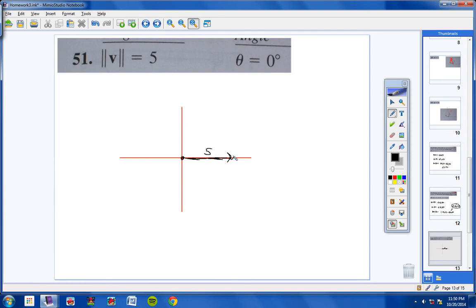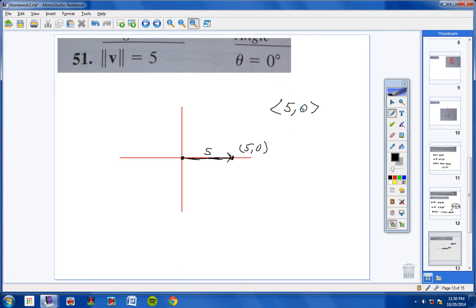Well, guys, think about it. Is the initial point already at 0, 0? Yes. How long is it? 5. So what's this ordered pair right here? This ordered pair would be 5, 0. So the component form would simply be 5, comma 0. Okay, that would be the component form.